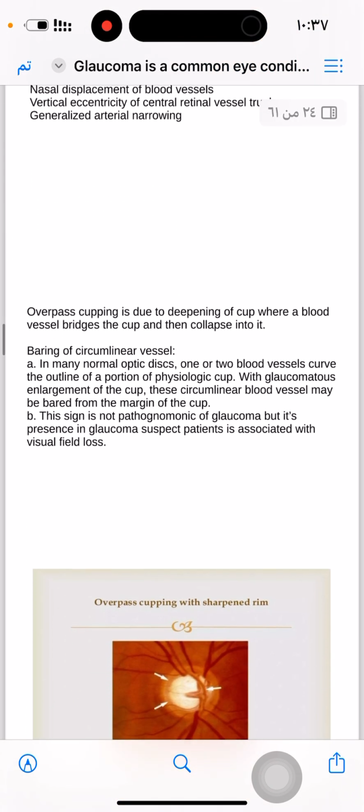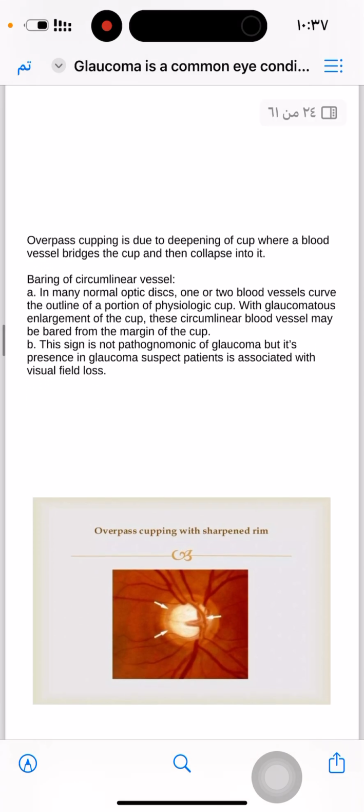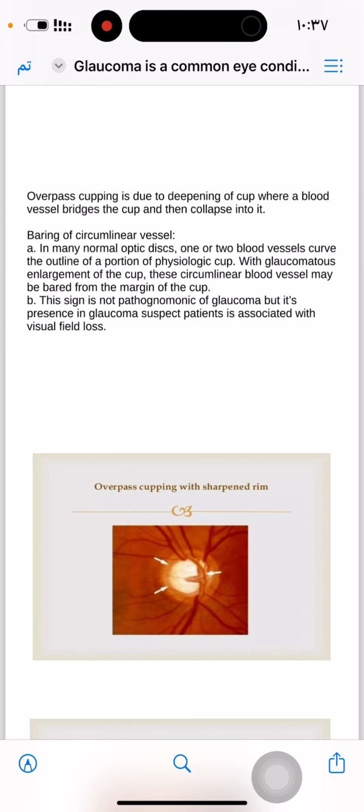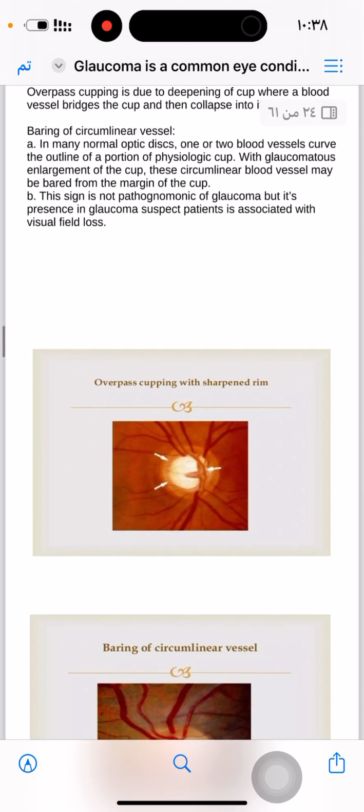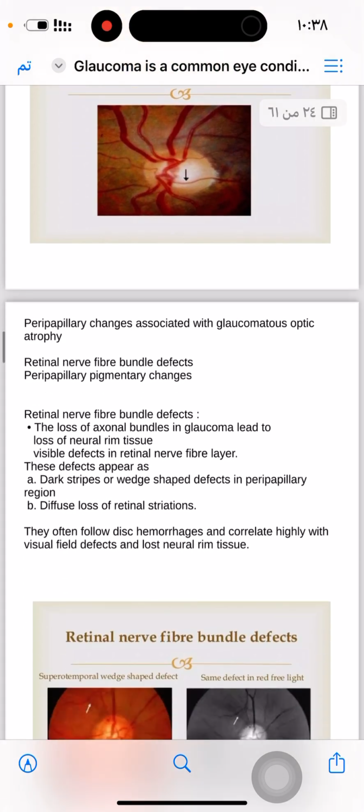Overpass cupping due to deepening of the cup. Okay, we see that it's a cup with hemorrhage, but there is collapse of blood vessels. One or two blood vessels curve outline physiology. Blood vessels may be buried from the margin of the cup. Okay, the sign is not pathognomonic. It is present in glaucoma suspect patients, shaded with visual field loss. By the end of the glaucoma, we see collapse of blood vessels.